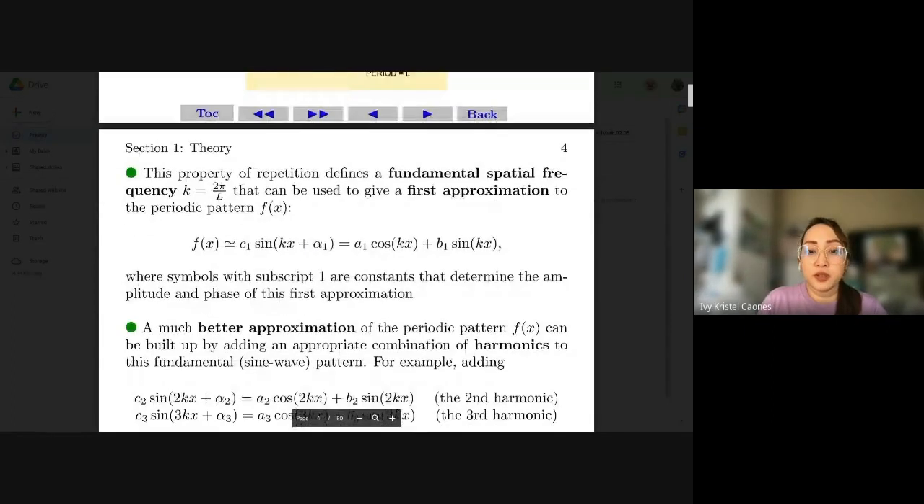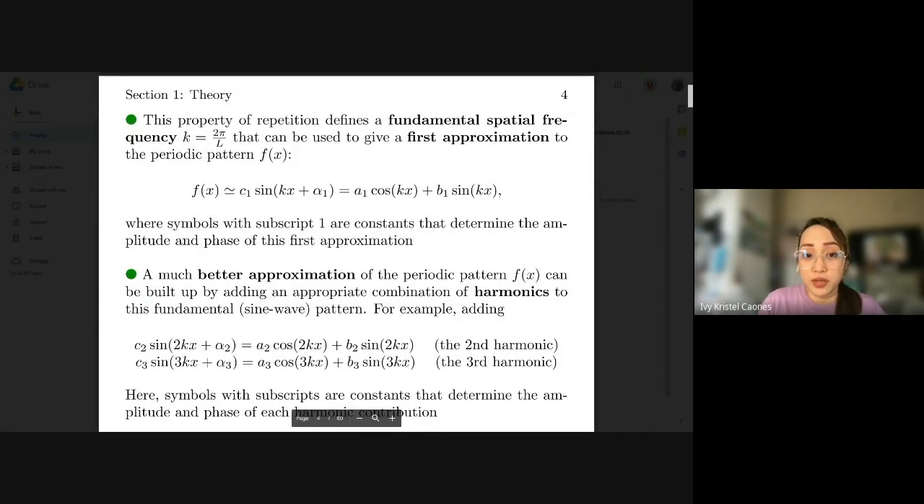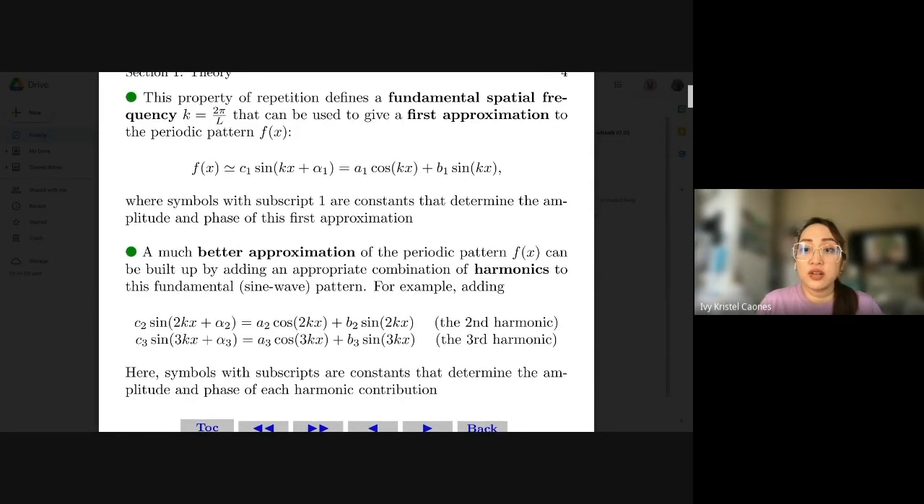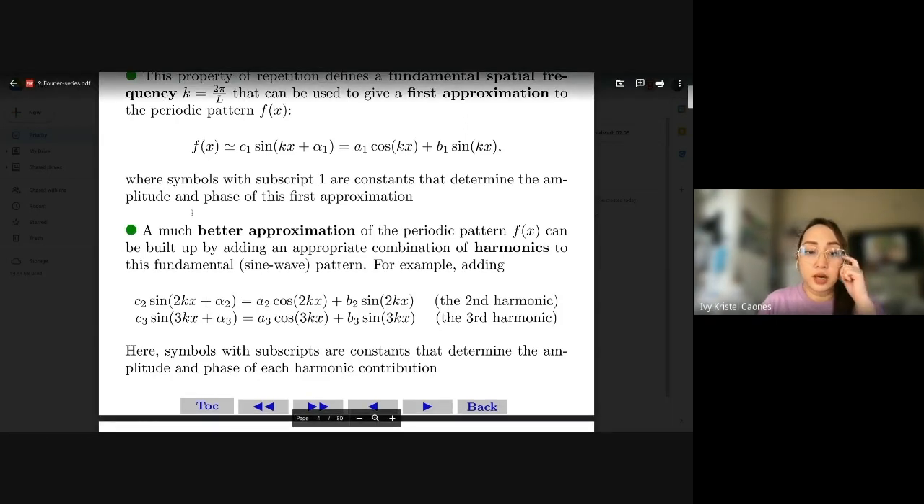This property of repetition defines a fundamental spatial frequency, which is k equal to 2 pi over L, that can be used to give the first approximation to a periodic pattern function of x: c1 sine(kx plus a1), equal to a1 cosine kx plus b1 sine kx, the amplitude and the phase for the first approximation. This particular periodic pattern can be built up by adding an appropriate combination of harmonics to this fundamental sine wave pattern. For example, you will have a second harmonic, third harmonic.